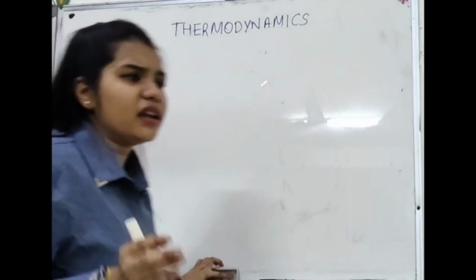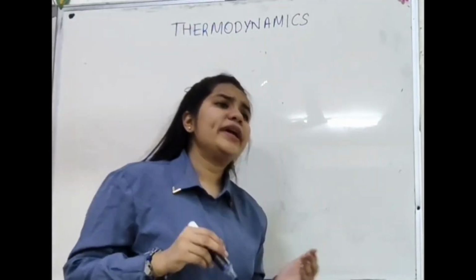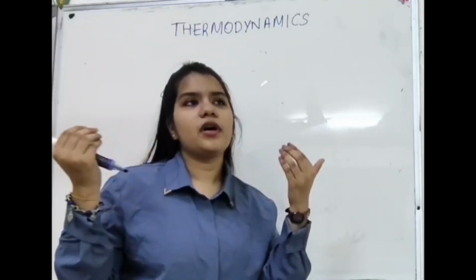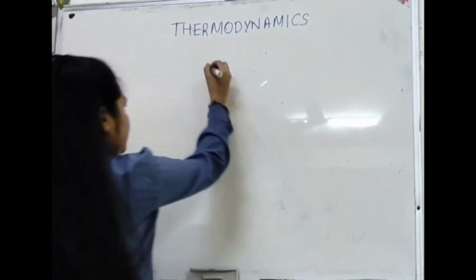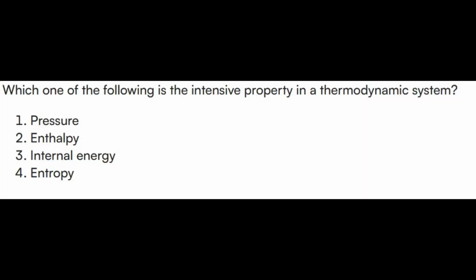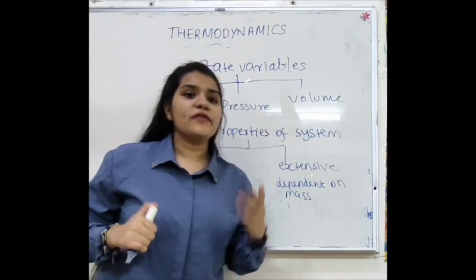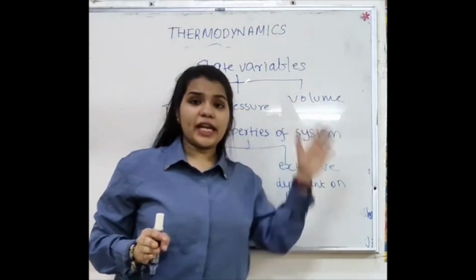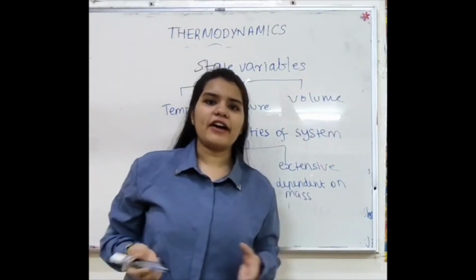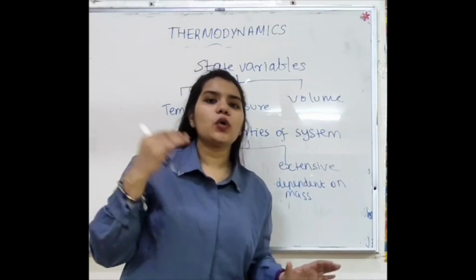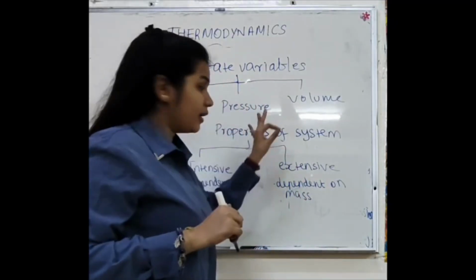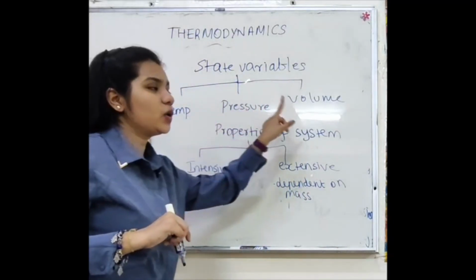Okay, see, we learnt about system, okay? But how do we know the state or condition? So we have come to the state variables. State variables are the ones which tell us the state. They are very important because there's no point in only having systems and types of system. We need to know the condition. So there are three: temperature, pressure, and volume.